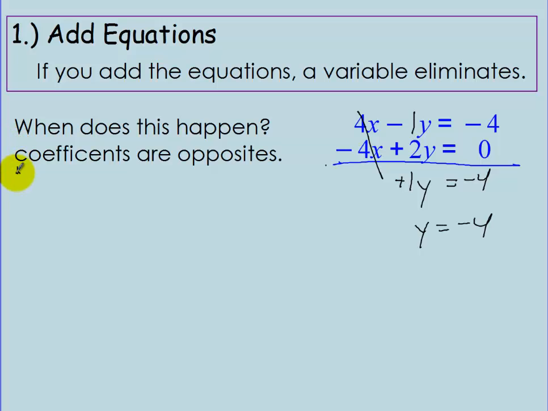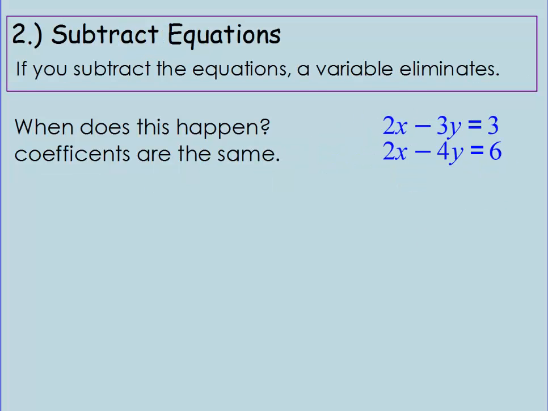This works when the coefficients of some variable are opposites. In this case, the coefficients for x were positive 4 and negative 4. When those added together, they added up to 0. So that's why it works. If I see opposite coefficients, a positive and a negative of the same number, I can just add them and it'll eliminate.